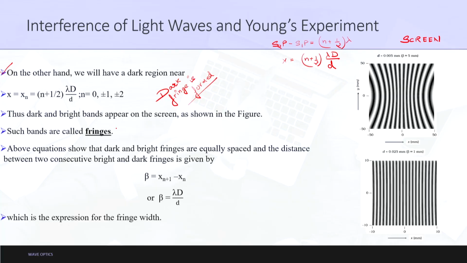So thus dark and bright bands appear on the screen as shown in the figure. Such bands are called fringes. I explained to you before what fringes are. Fringes are these straight lines only.